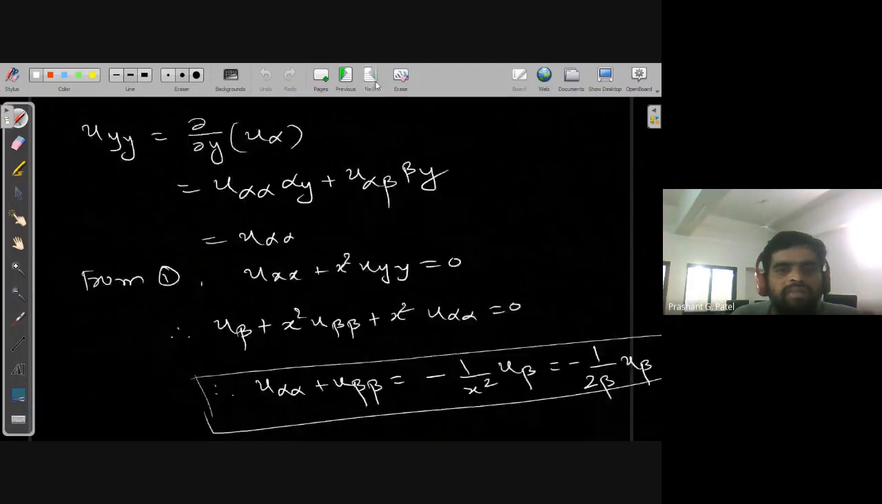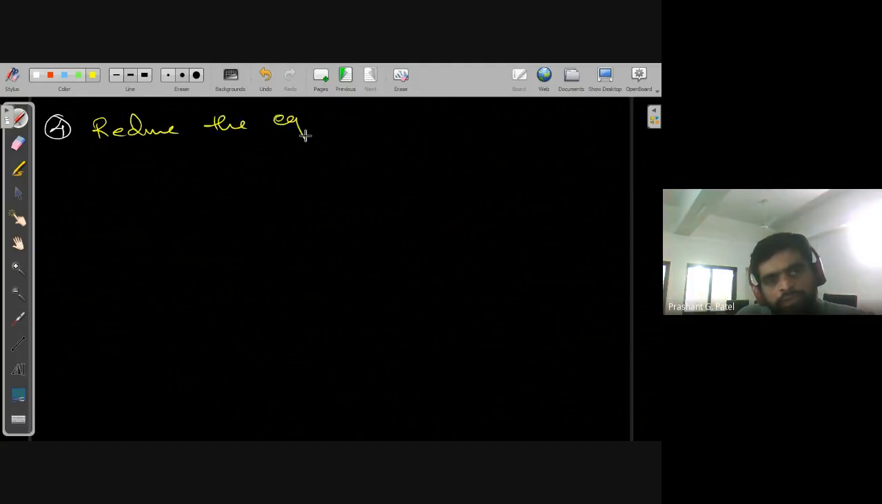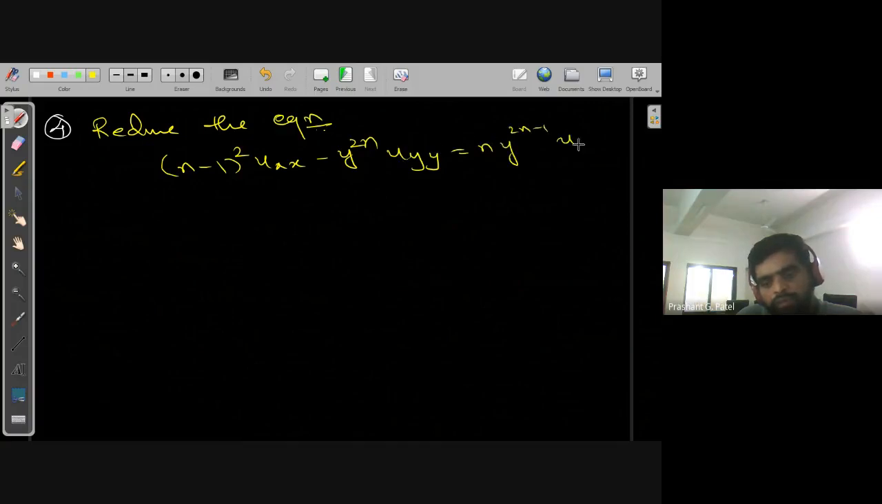Let us solve the last example for today. The question is, reduce the equation 1 minus x square uxx minus y raised to 2n uyy is equal to n y raised to 2n minus 1 uy, where n is an integer, to a canonical form.